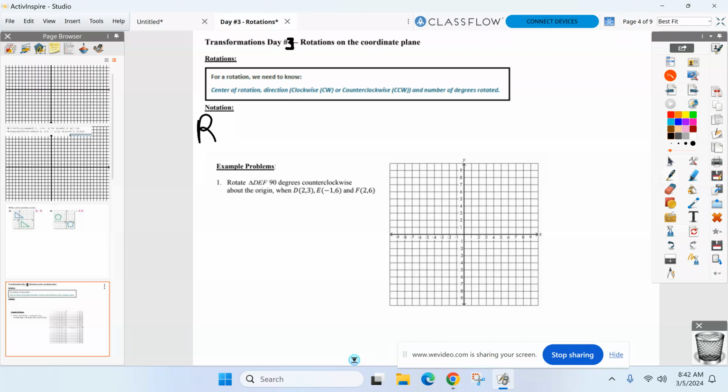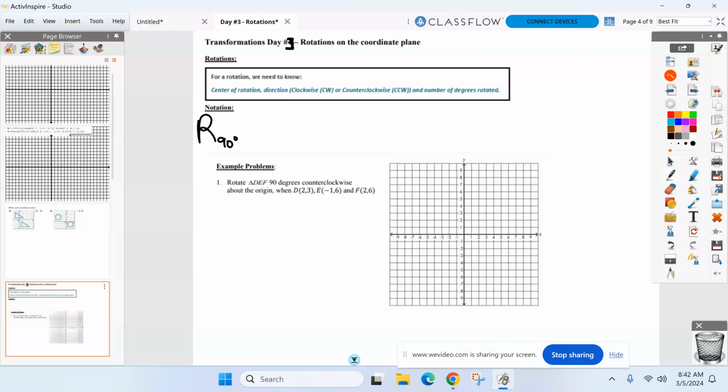Lowercase r, strictly reflection. Capital R, rotations. You will also see a number in the subscript. So let's put a 90 here, 90 degrees in the subscript. That will tell you how many degrees we're going to rotate. And for you guys, all you have to worry about is 90, 180, and 270 degrees. I'll show you why when we get into it.